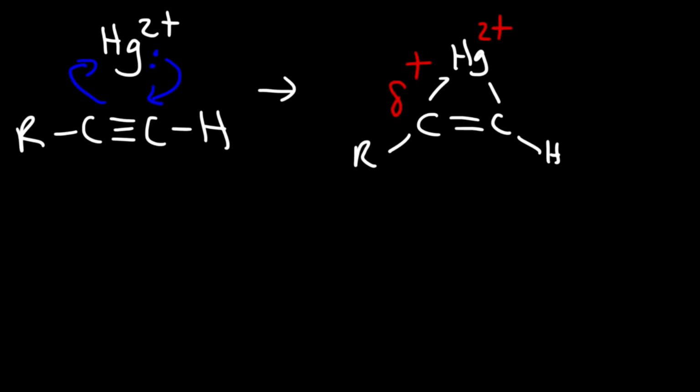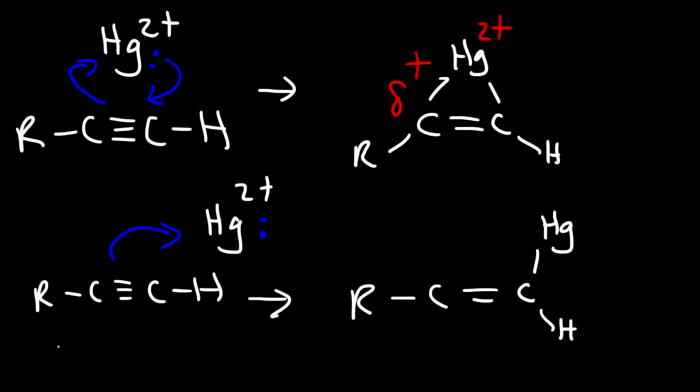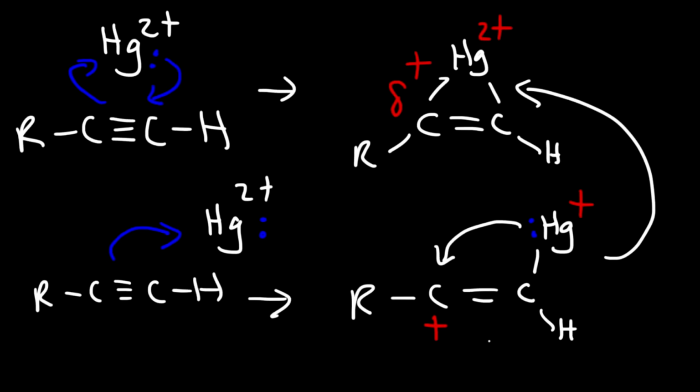Now, some textbooks may show the first step like this. They may show the alkyne attacking the mercury ion, and the mercury ion will add to the less substituted carbon atom. So now instead of having a +2 charge, it has a positive charge. It still has the lone pair, and now we have a positive charge on this carbon. And then we can show that the lone pair combines with this, giving us this intermediate. If you do it this way, you can show that there's some partial positive charge on this carbon atom if you draw the resonance hybrid between these two.